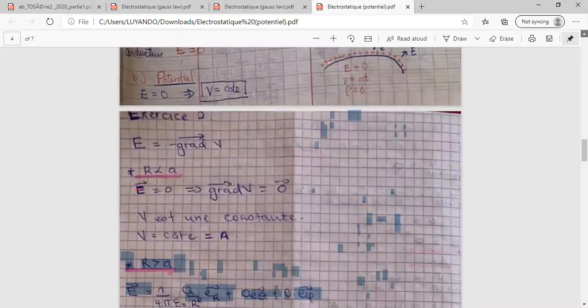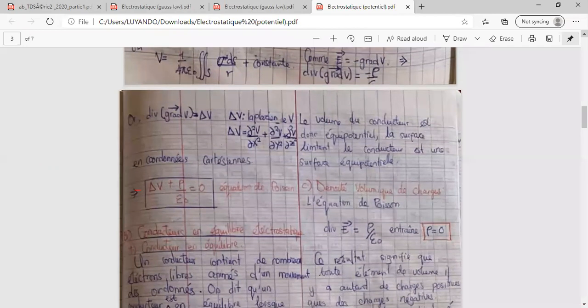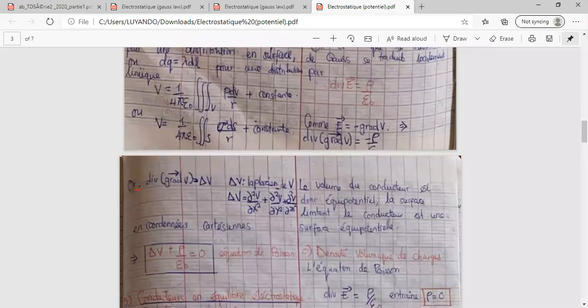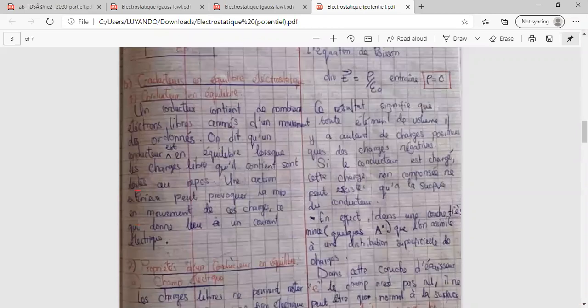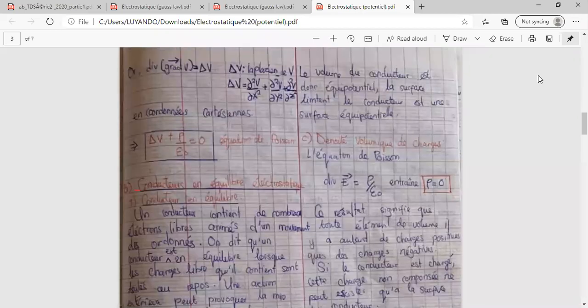We've talked about potential, we've talked about the Laplacian, we've talked about Poisson's equation, and we've talked about the Laplacian in Cartesian coordinates. We've also talked about conductors in equilibrium, and how they behave and their characteristics, which we mentioned here. So we said if the field is equal to 0, our potential is equal to a constant. Our volume charge density rho is going to be equal to 0 because our field is equal to 0.